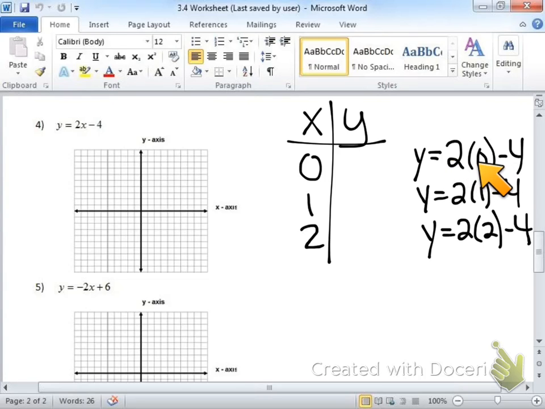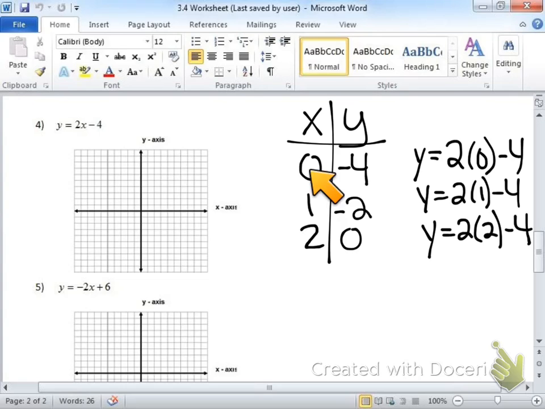Right here, what is 2 times 0? And what's 0 minus 4? Negative 4. Beautiful. What is 2 times 1? And what is 2 minus 4? Negative 2. Great. What is 2 times 2? And 4, take 4 away, is 0.